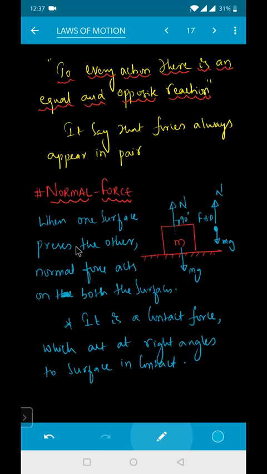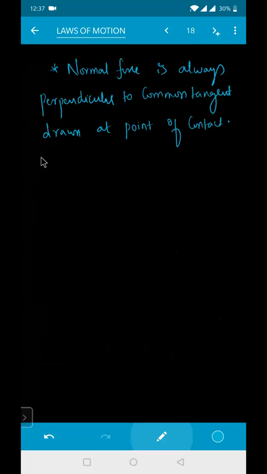So, what is a normal force? When one surface presses the other, normal force acts on both the surfaces. It is a contact force, which comes into play only when two bodies are in contact. If two bodies are not in contact, there is no force acting on the body. Let me give you some examples for this.